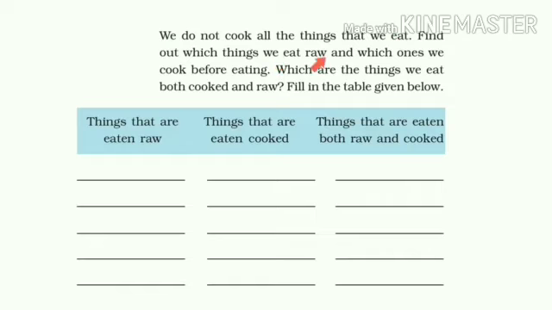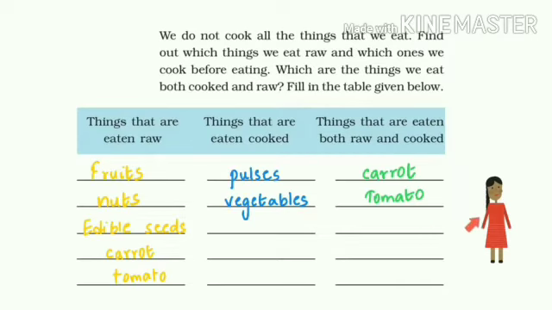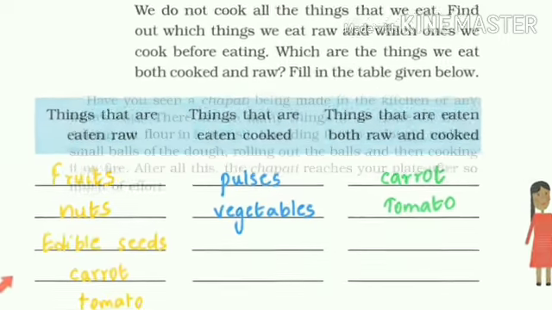We do not cook all the things that we eat. Find out which things we can eat raw and which ones we cook before eating. Which are the things we eat both cooked and raw? So now we will fill these tables. Things that are eaten raw: fruits, nuts, edible seeds, carrot, tomato. Things that are eaten cooked: pulses, vegetables. Things that are eaten both raw and cooked: carrot, tomato.